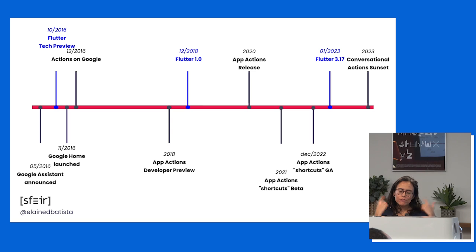And just so you have in mind, I put this, of course, it is not all of the Flutter timeline, but you can see right when Flutter was launched, the 1.0 here in December of 2018, where it was located in relation to the Google Assistant timeline. And of course, we had the Flutter 3.17 in January 2023.